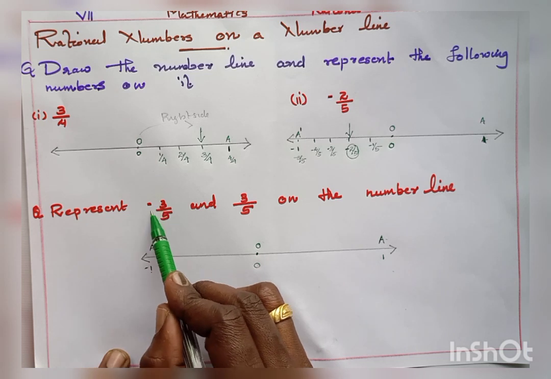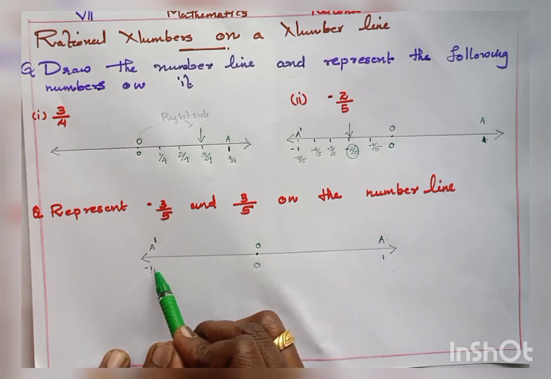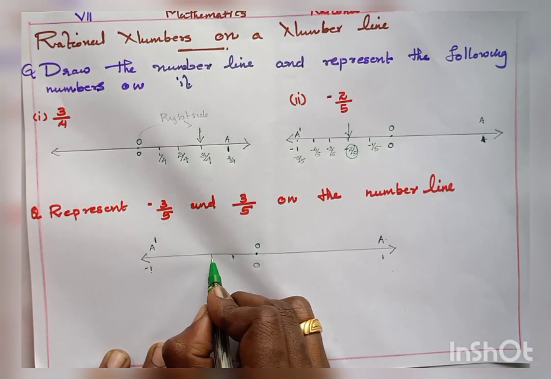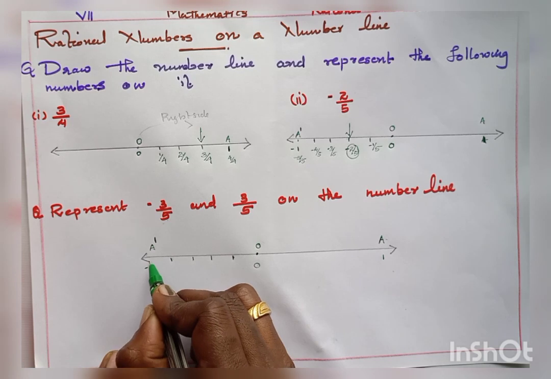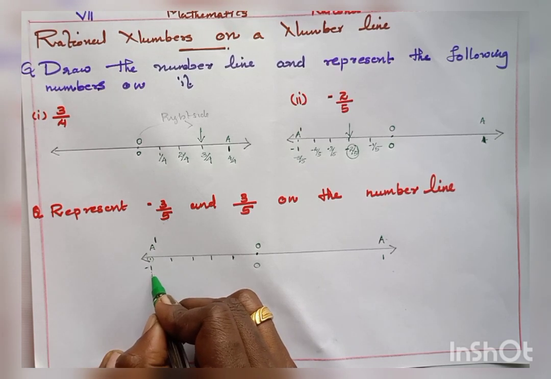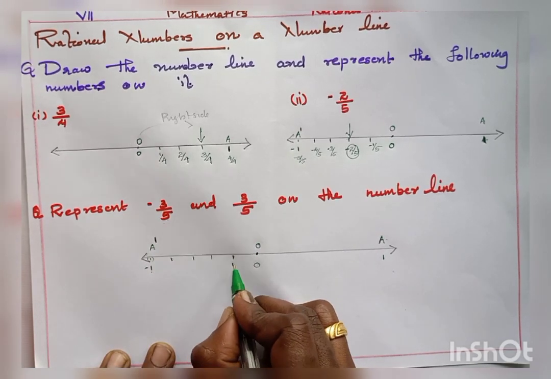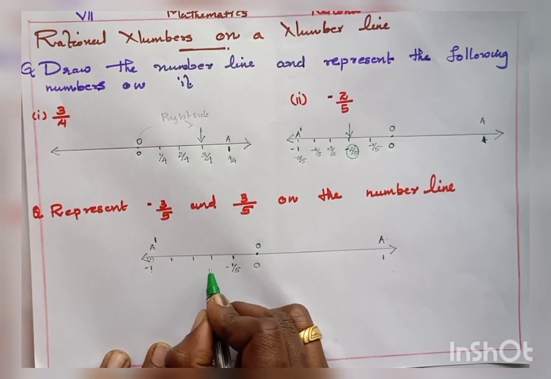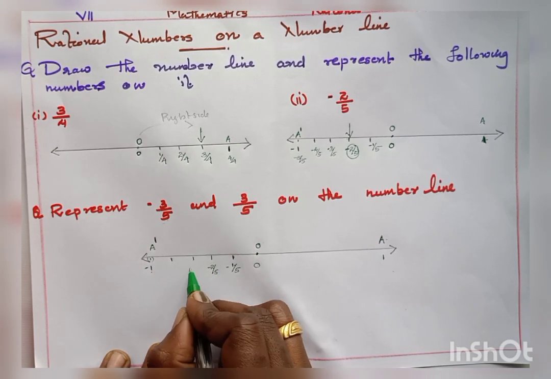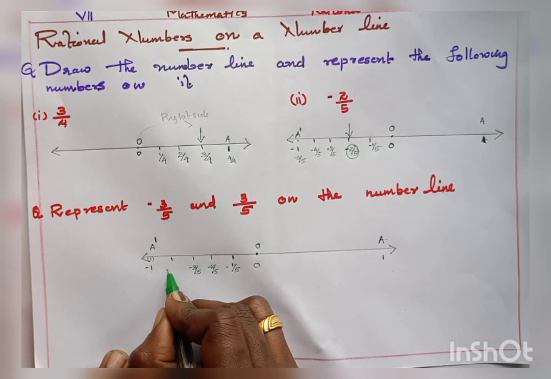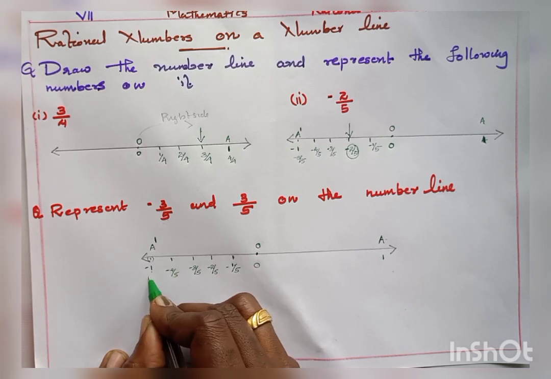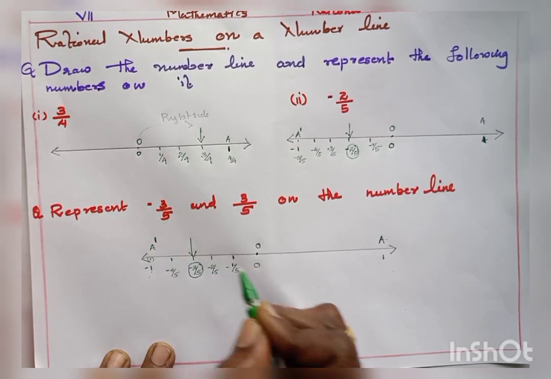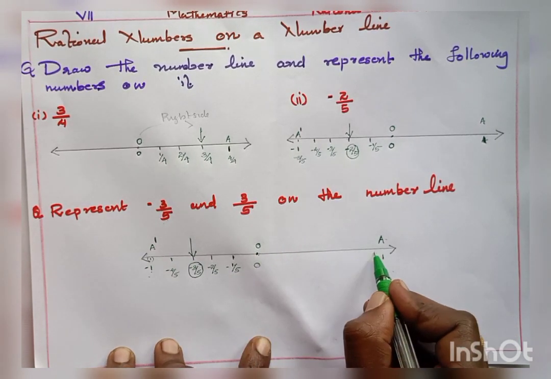Then first represent negative 3 by 5. So the negative side is divided into the denominator 5 equal parts. 1, 2, 3, 4. The fifth part is equal to negative 1. The first part is negative 1 by 5. This is negative 2 by 5. Negative 3 by 5. Negative 4 by 5. This is equal to negative 5 by 5. So this represents minus 3 by 5.